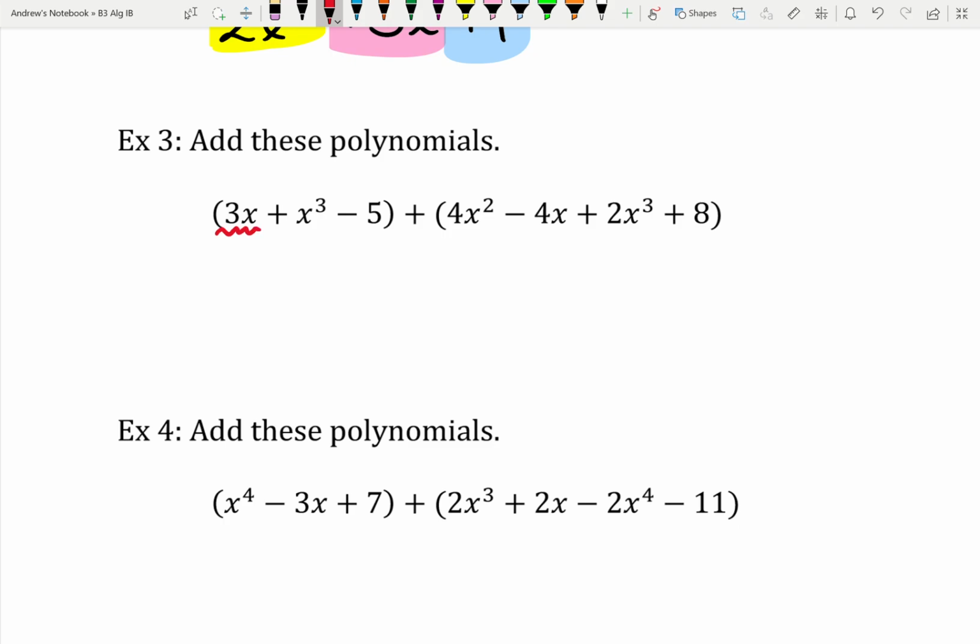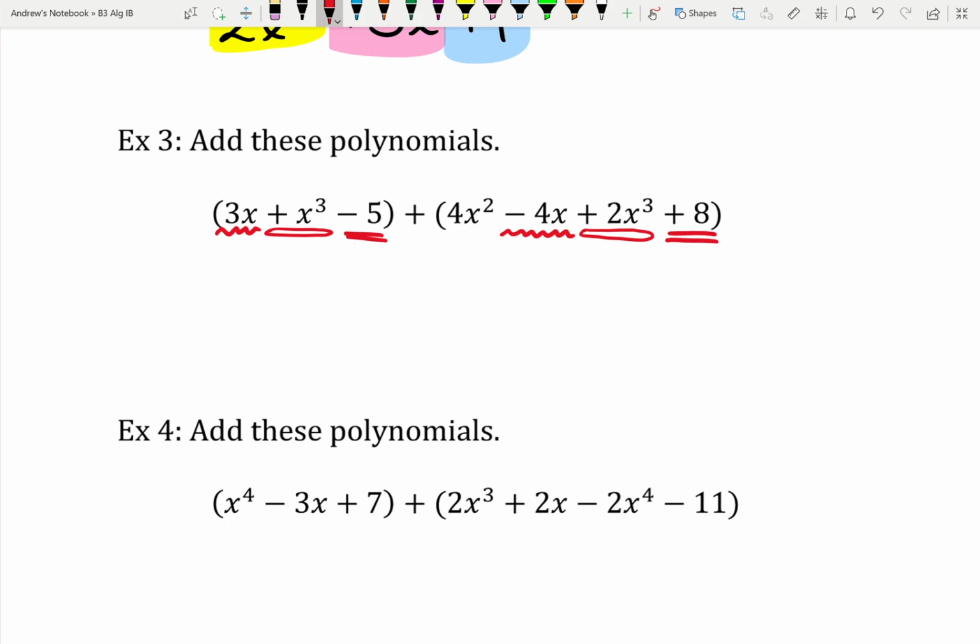So I've got this 3x. I put a little squiggle under it. I'm going to put a little squiggle under the like term, minus 4x, that comes a little bit later. When I've got x to the third, maybe I'll do a tiny little loop. That matches up with these other x to the thirds. I've got this minus 5 that maybe I'll underline twice, and I've got this plus 8 that I'll underline twice. So just find some way of grabbing them all together.